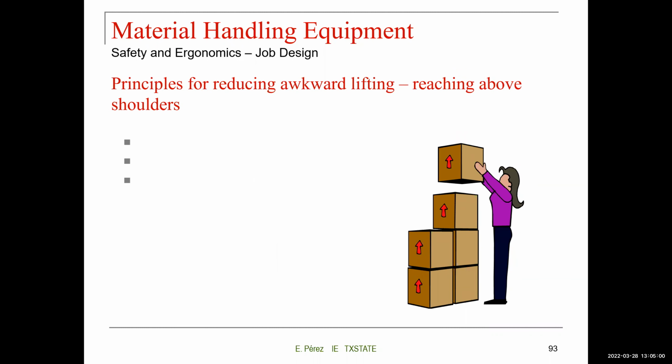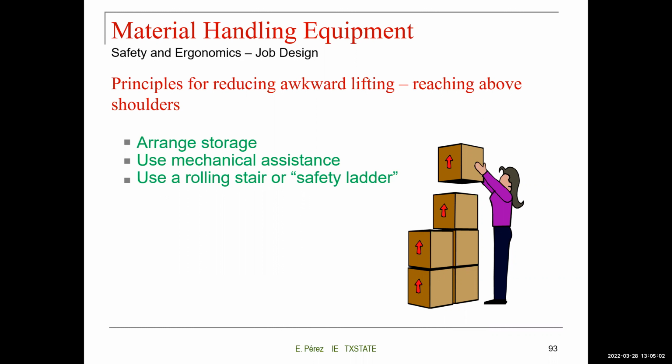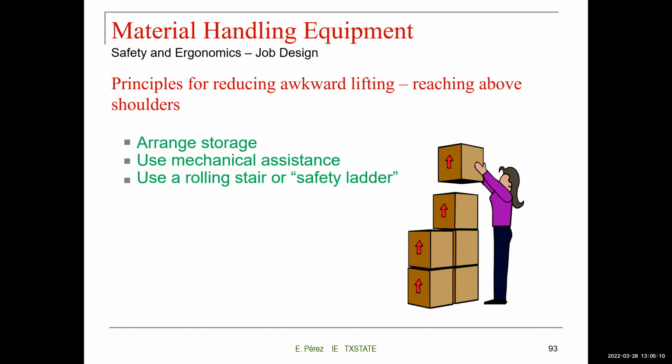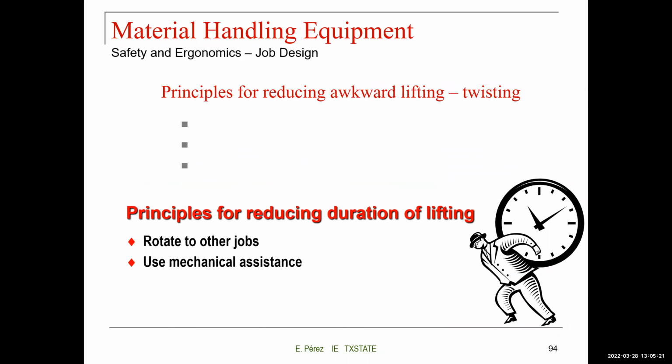Principles for reducing awkward lifting, reaching above shoulders: arrange storage, use mechanical assistance, use a rolling stair or safety ladder. I'm sorry, I'll put this online after the class, so you don't have to get all the notes. Those are going to be available. Principles for reducing awkward lifting, twisting: use conveyors, provide more space, arrange storage.